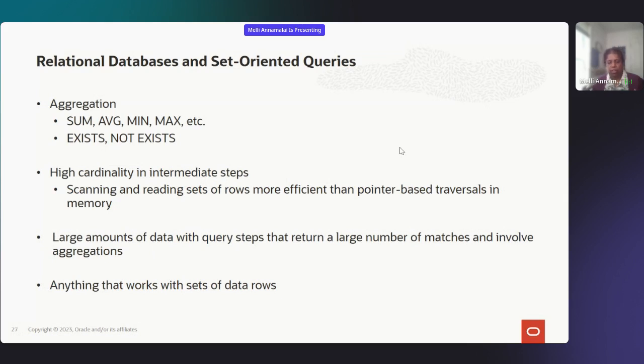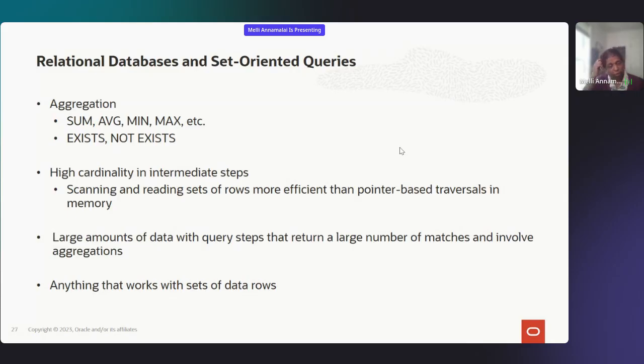In other words, technology is always evolving. So take what really works well in the relational engine, keep all of those features, and then add these pointer-based traversals to your database engines, so that you're not sacrificing what works extremely well. Like when you have a high cardinality, a lot of data movement in intermediate steps, you're not slowing things down.